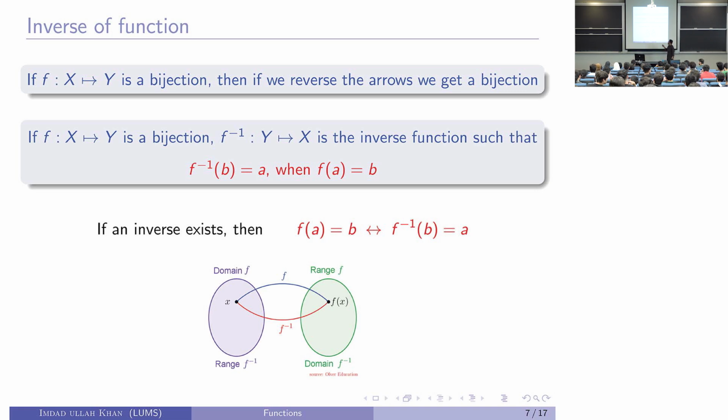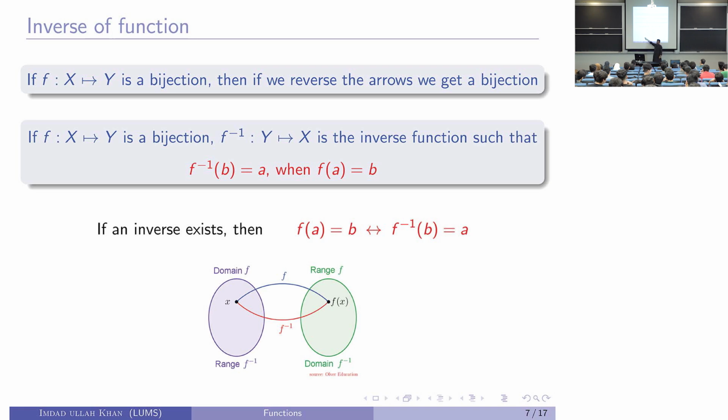This is the domain of f, the range of f, right? The range and the codomain are the same because the function is 1-to-1 correspondence, the function is onto, right? So if it's onto, then range will be the same as codomain. That's why I didn't write codomain here. So it's range, then this will be the domain of f inverse.